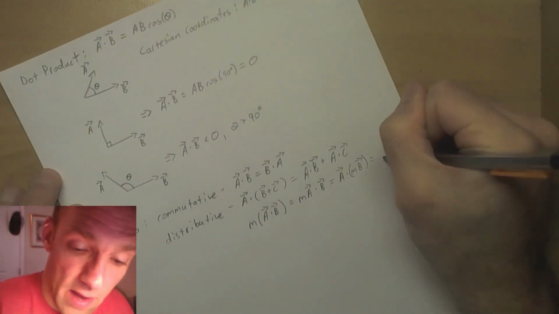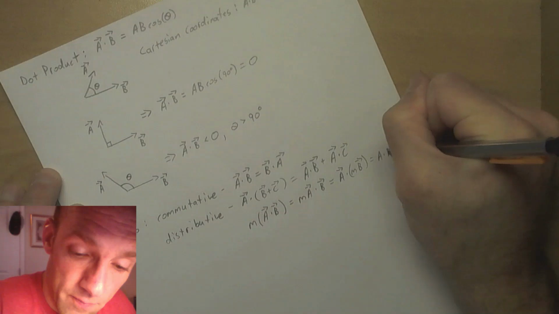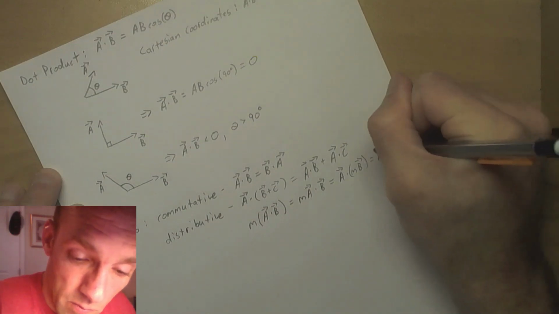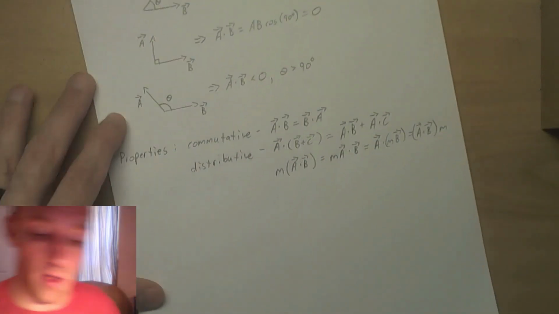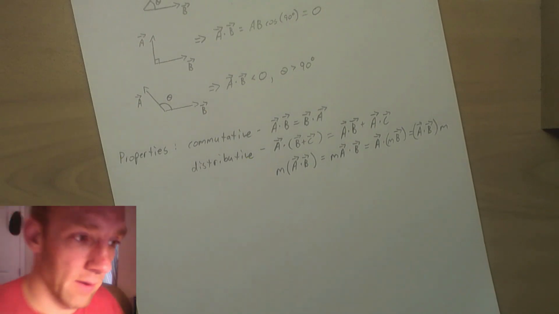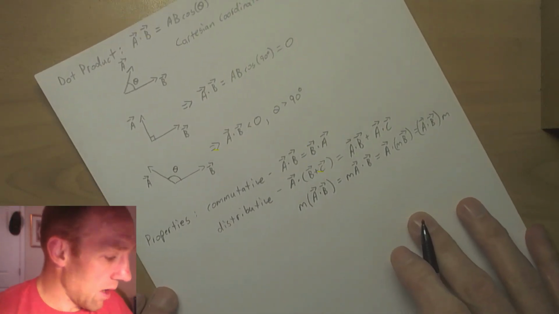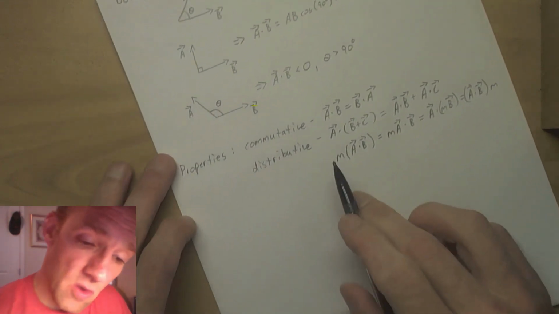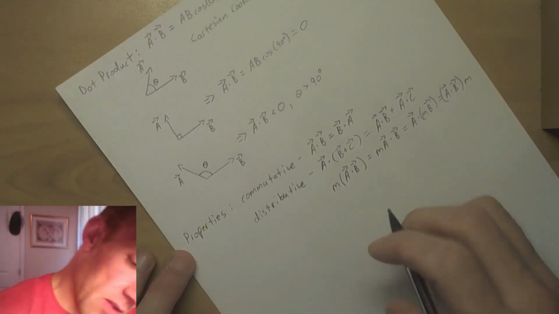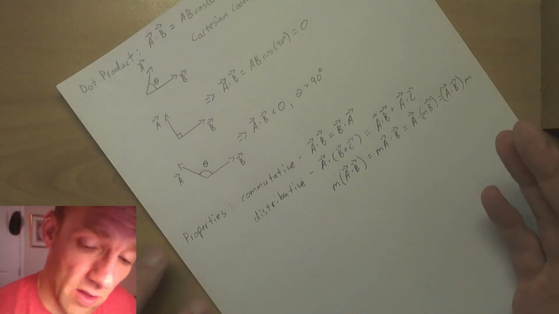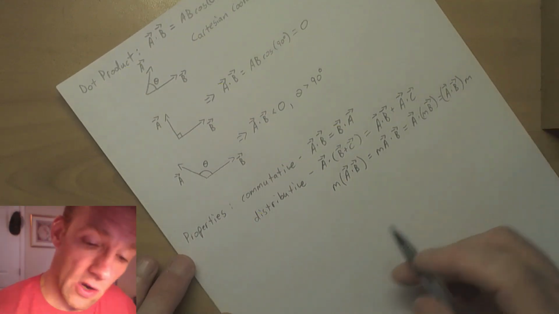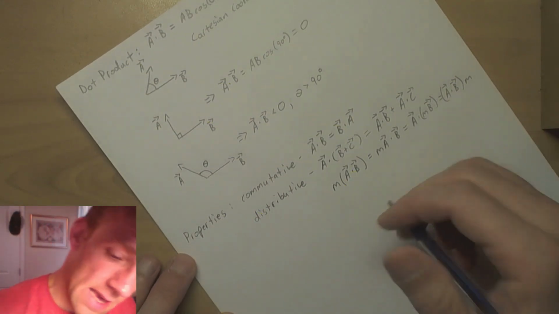Or I could take the dot product first and then multiply by the scalar, and they all give the same answer. Okay. So this is useful for doing things. I mean, it's useful for a lot of different reasons. Like it defines certain quantities, or it helps define certain quantities, I guess.